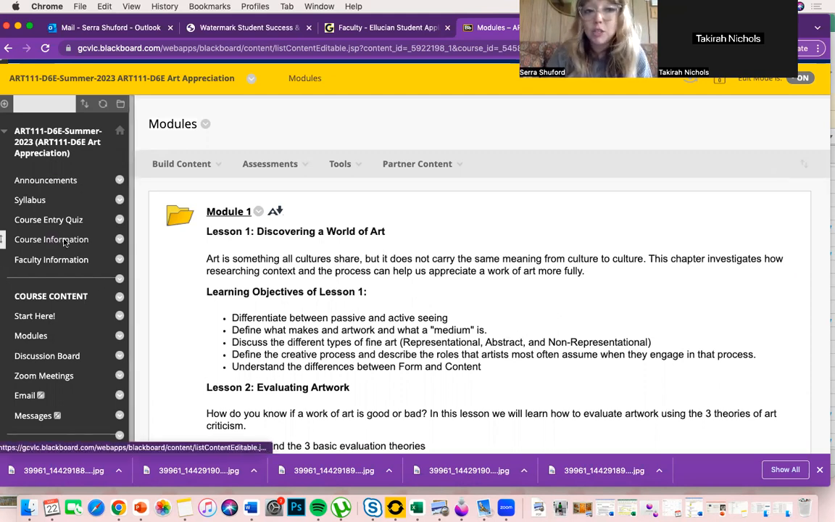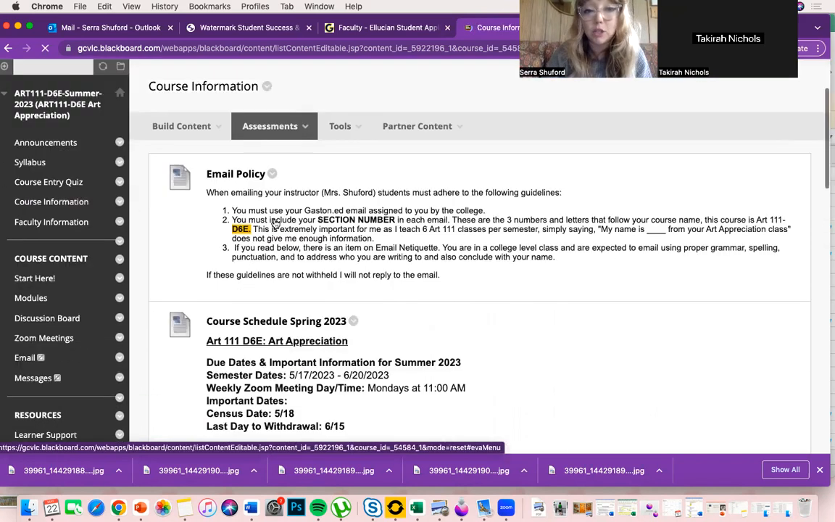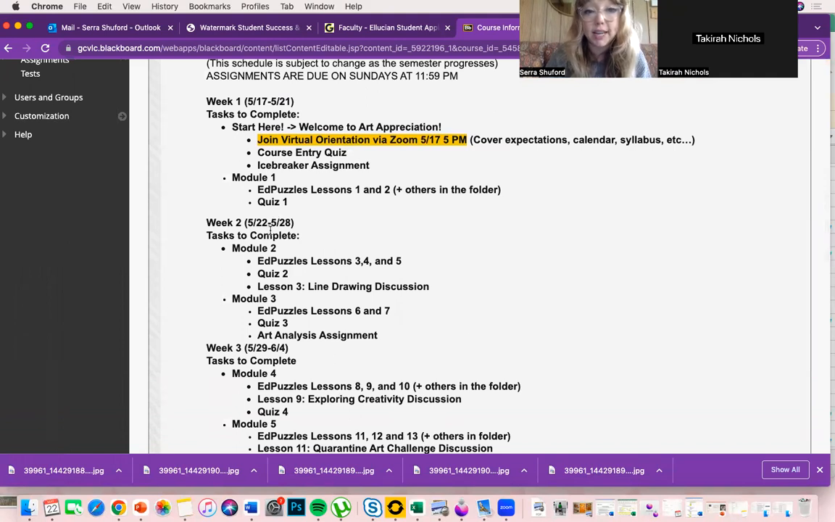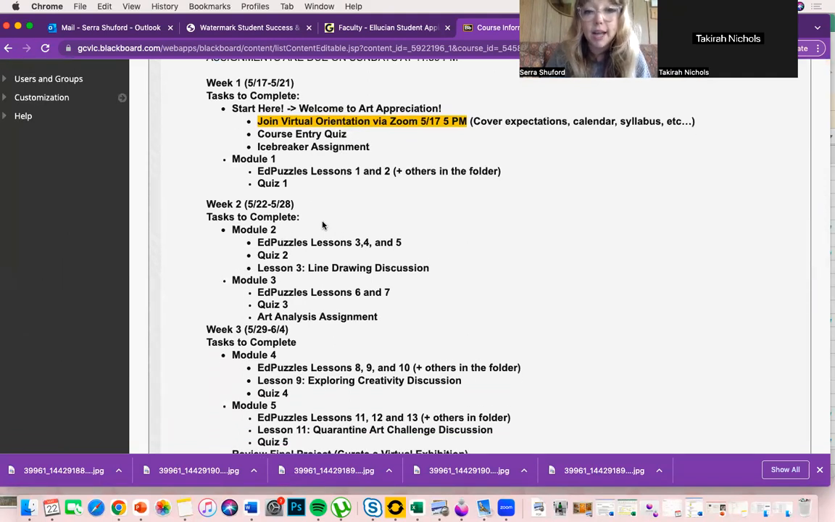So as always, you can go over here to the course information to see what assignments are due for the week. We are currently on week 2, the 22nd through the 28th. And we've got 2 modules due this week and all of the work and the Ed Puzzles within those. Module 2 is going to be going over our elements of art, which are the basic foundational parts of creating an artwork.